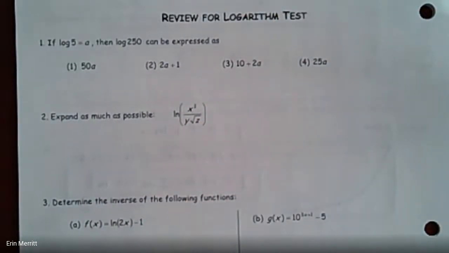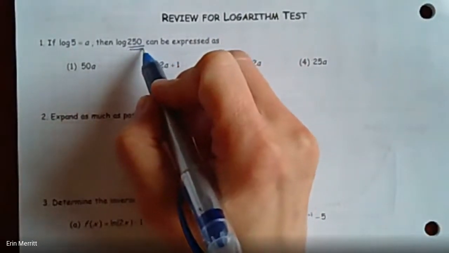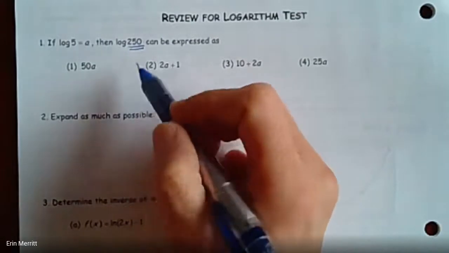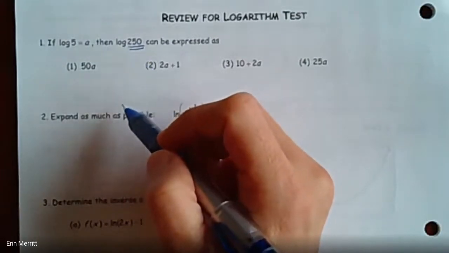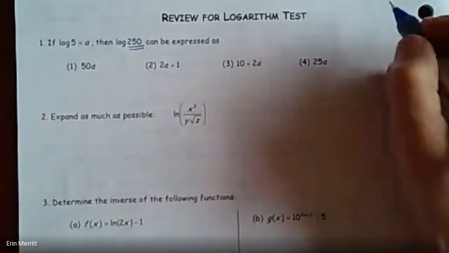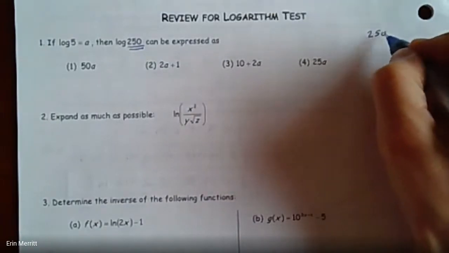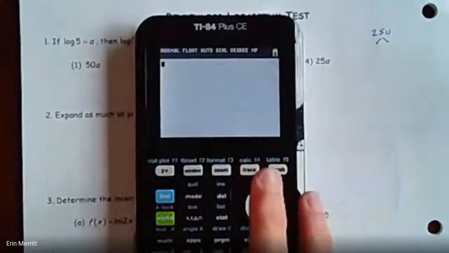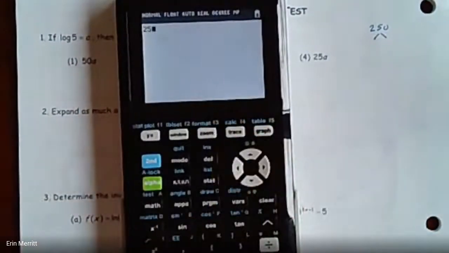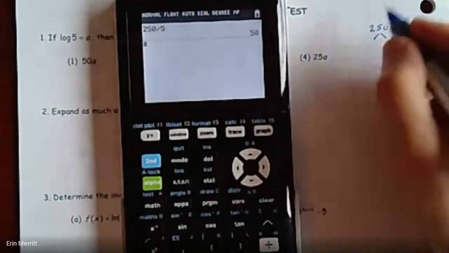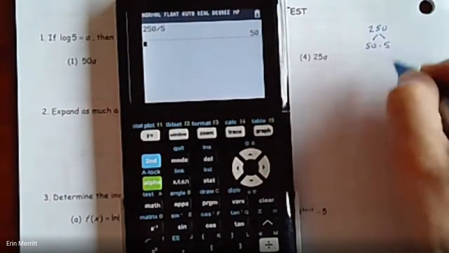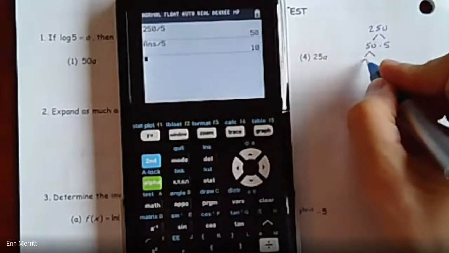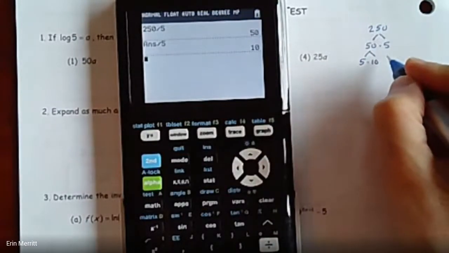The other way to do it would be to expand this so that you're writing it in terms of 5, and because it's common log, 10. So if you can rewrite 250 in terms of 5 and 10, that would be your goal. So if I think about the fact that, let's just take 250 and divide by 5. So that would be 50 times 5. And then I can divide by 5 again. There's going to be 5 times 10.